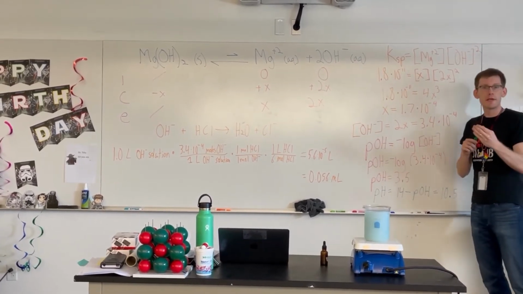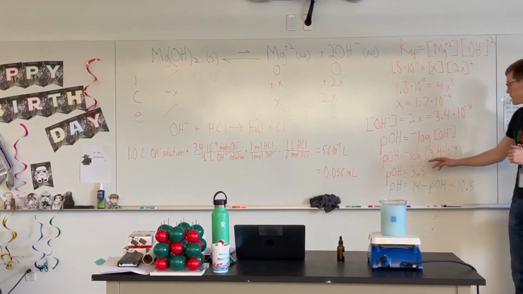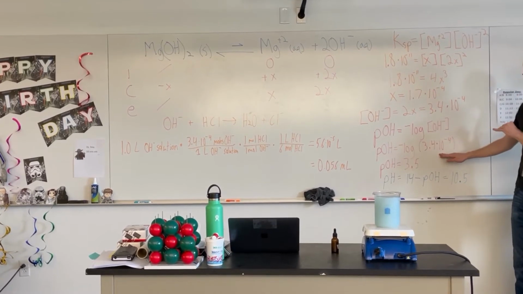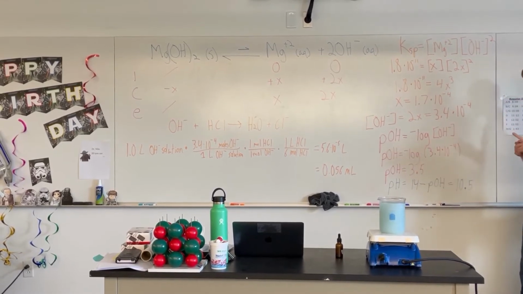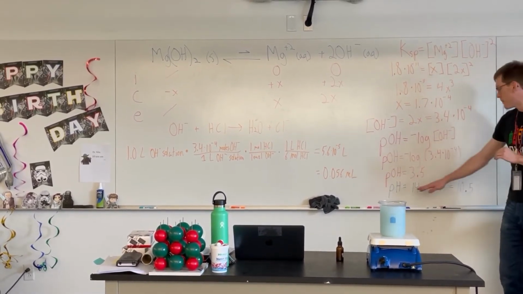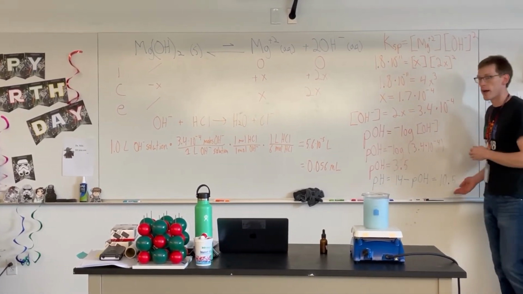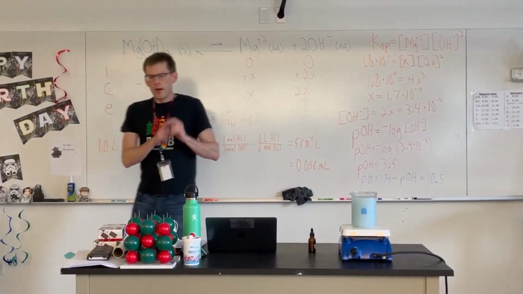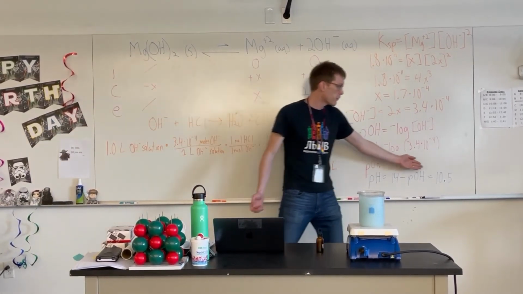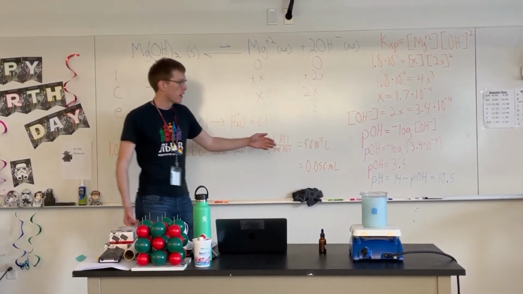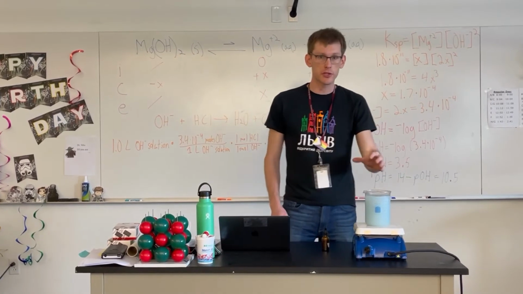Now, what is pOH? pOH is the negative log of the concentration of hydroxide ions. It's the negative log of 3.4 times 10 to the negative 4th molar, and that gets us to a pOH of 3.5. Now, if we wanted to find pH, pH is just 14 minus that 3.5, which brings us to 10.5 as our pH. So a pH of greater than 7 is going to be basic. This solution initially was definitely basic. It had a pOH of 3.5 and a pH of 10.5. And that's why the universal indicator was showing as blue.